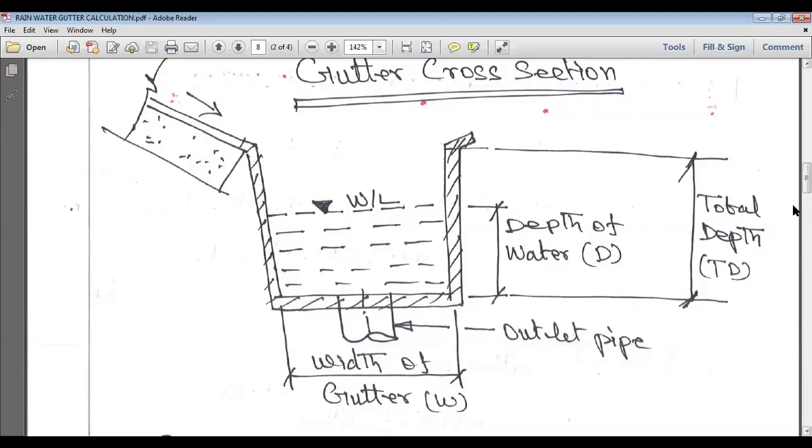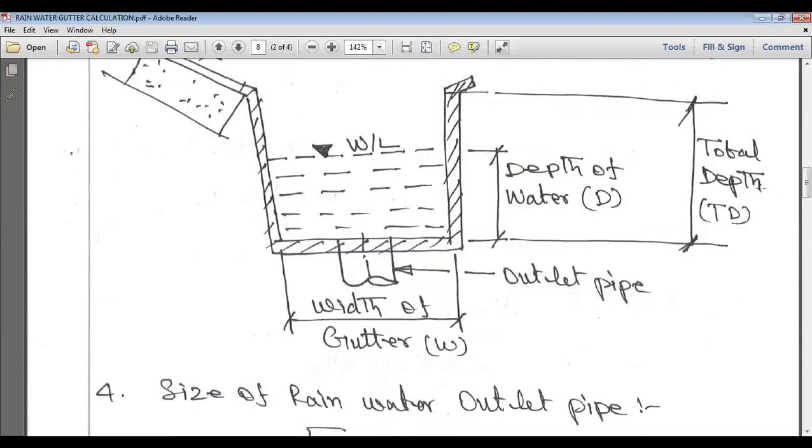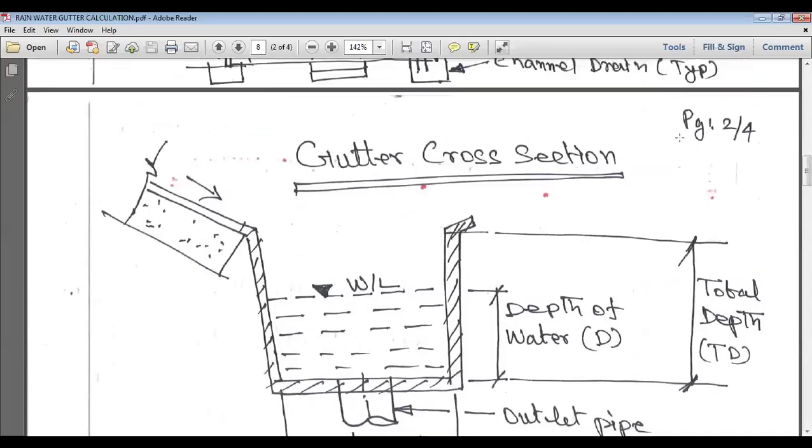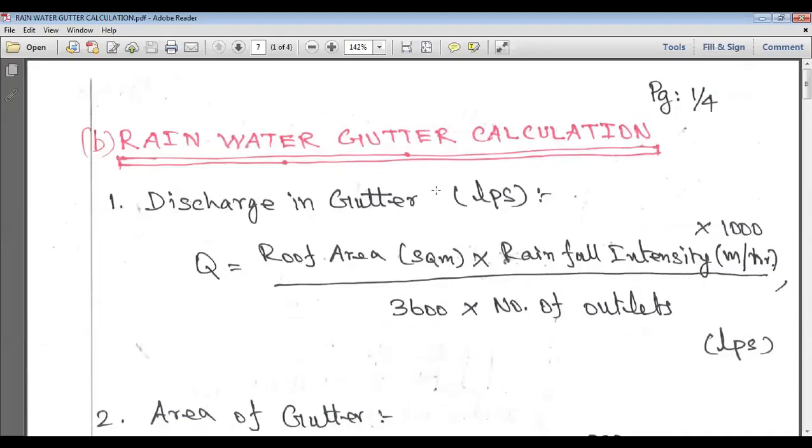Now we will go for the question. Rainwater gutter calculation. Discharge in gutter, liter per second. We have to convert the flow rate into liters. Already we have calculated all the flow rates in meter cube per second. The flow rate we have to convert from meter cube per second into liter per second.